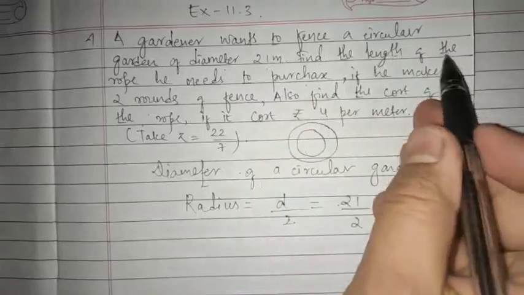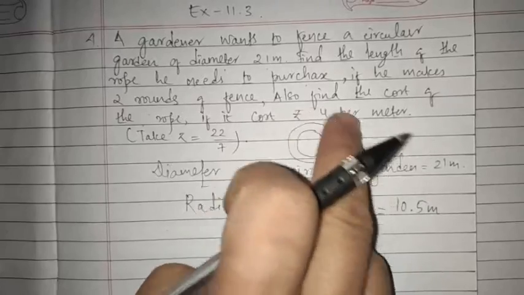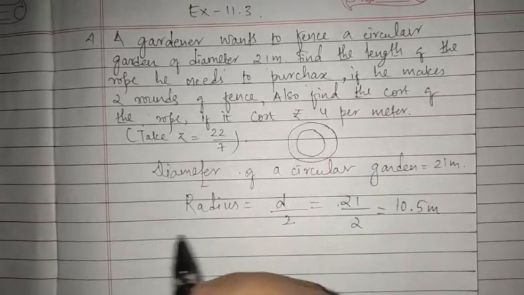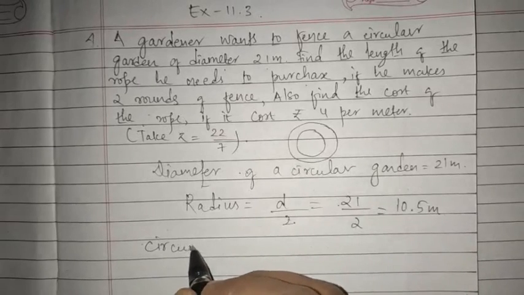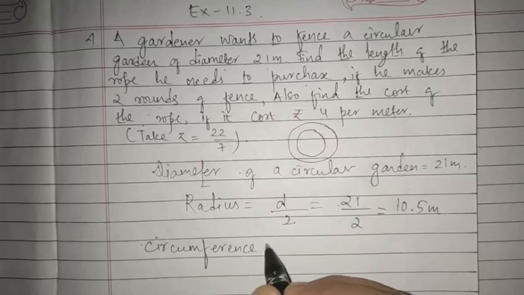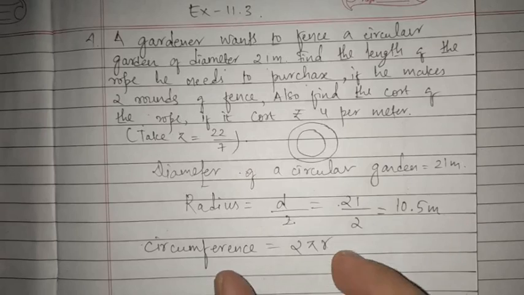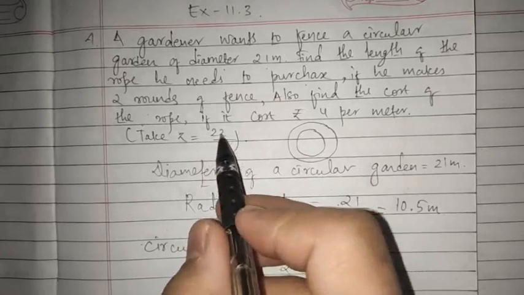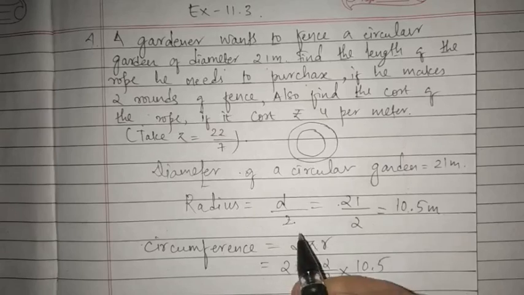Now you have to find the length of the rope, that is, the complete distance around. So what formula are you going to use? Of course, circumference, the total revolution. Circumference is equal to 2 pi r. This is what you have to find. Circumference is 2 into, what is the pi value? 22 by 7, given in the question. What is the r you got? 10.5.